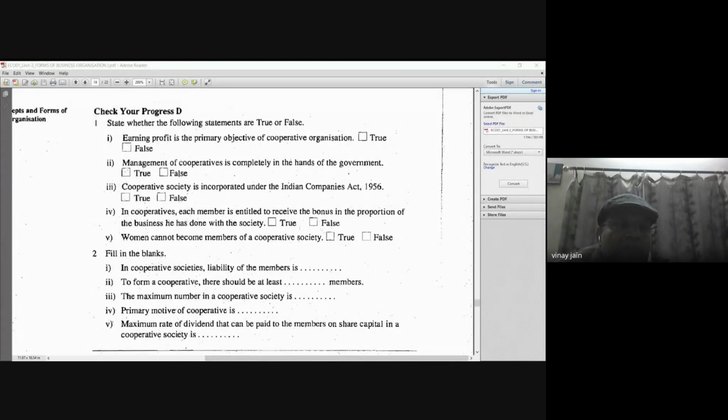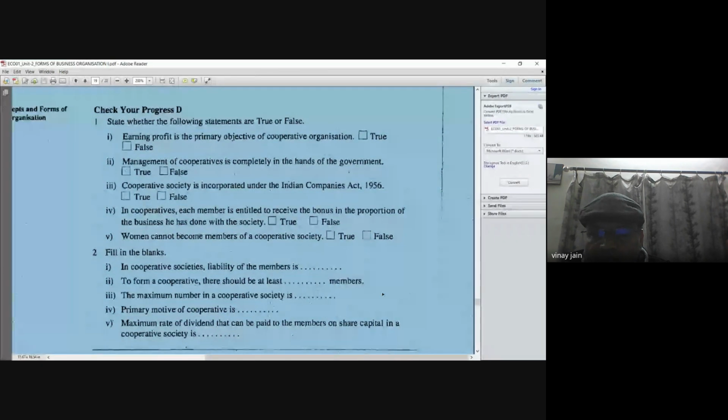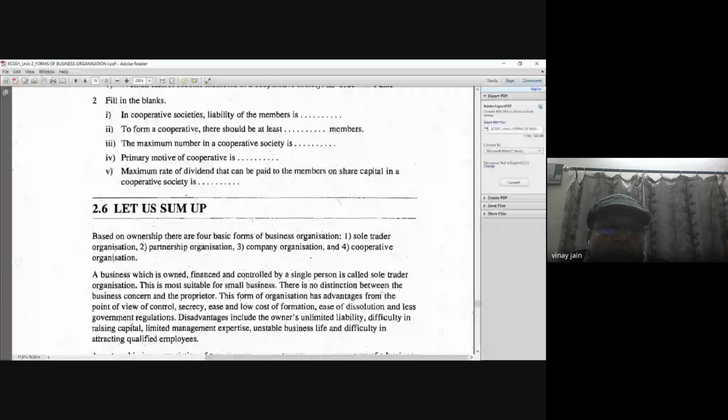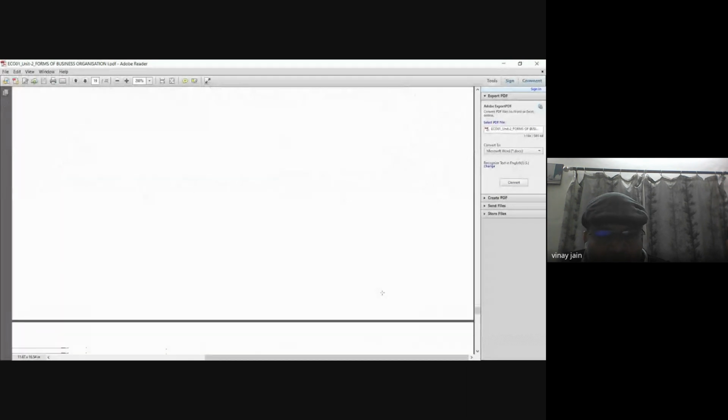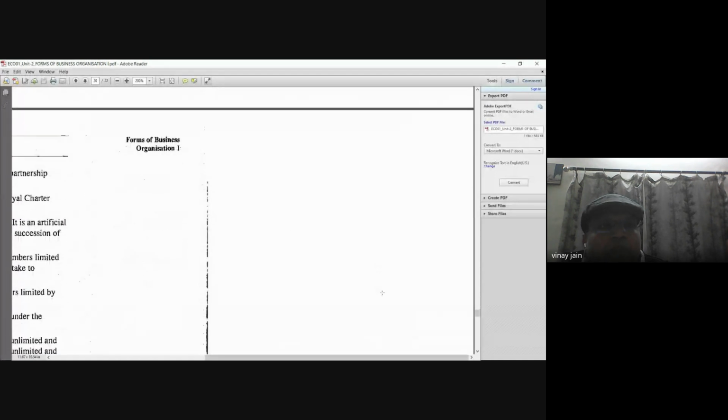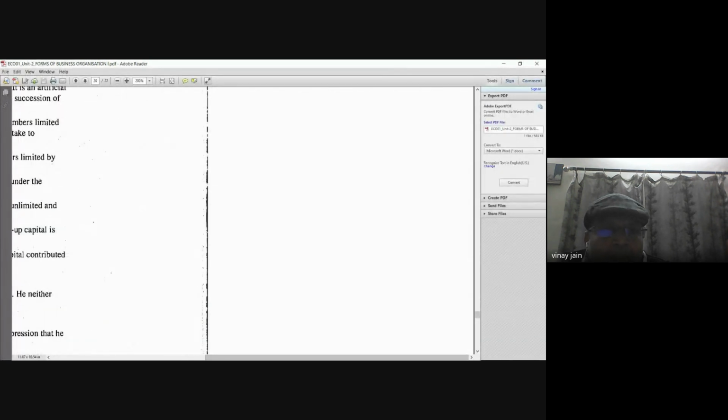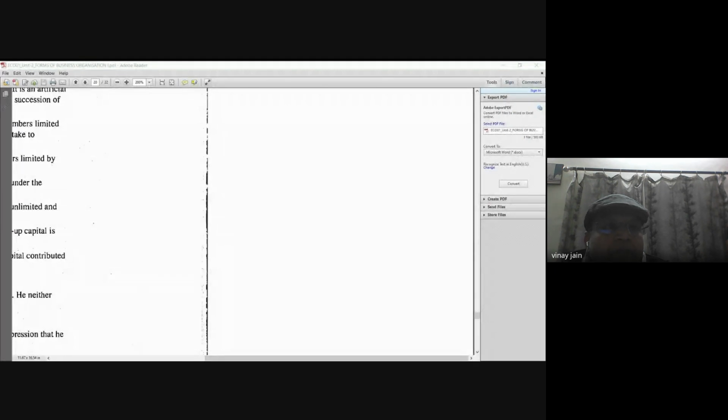Anyway, let us move further. Should I move further? Anyway, here you are given a section also. This is the summing up, a kind of summary over there. But in place of going through this summary, we can start the new topic. Under block 1, unit 3 can be started.